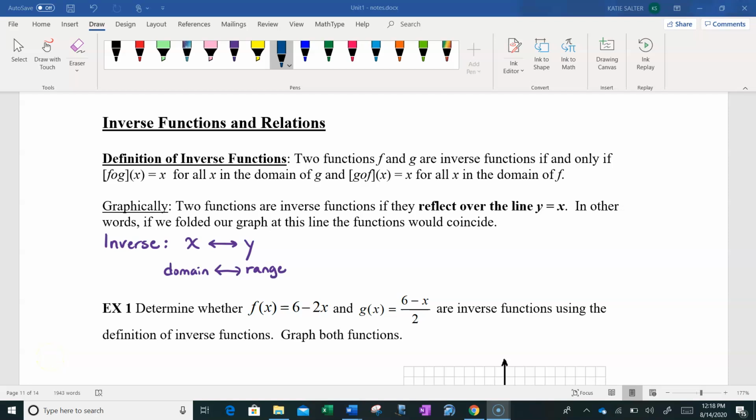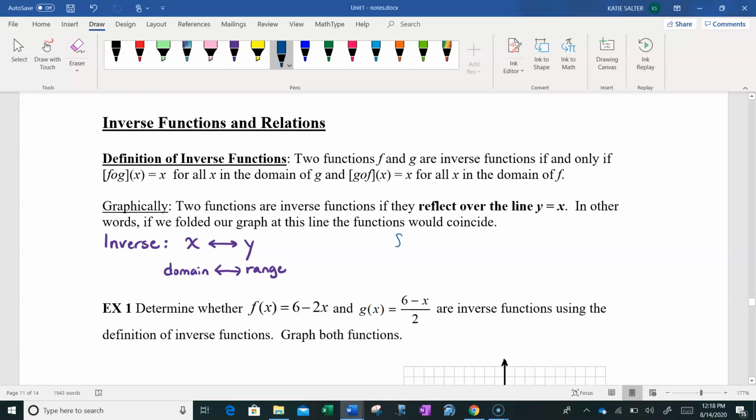Okay, so we're going to be learning about inverse relations and inverse functions. So let's start out with the definition of inverse functions. F and g are inverse functions if and only if f of g of x equals x for all x in the domain of g, and g of f of x equals x for all x in the domain of f. So what in the world does that mean?